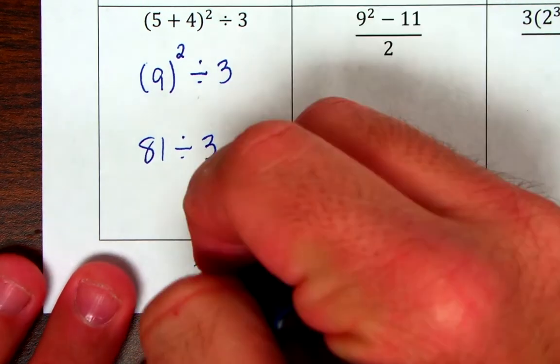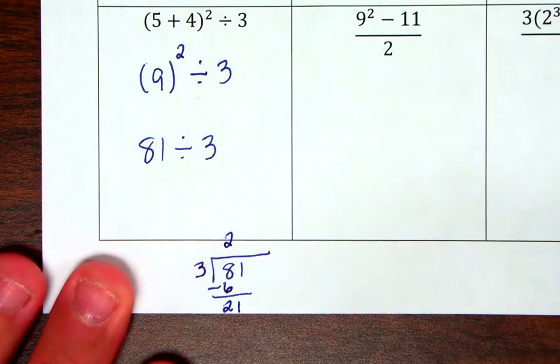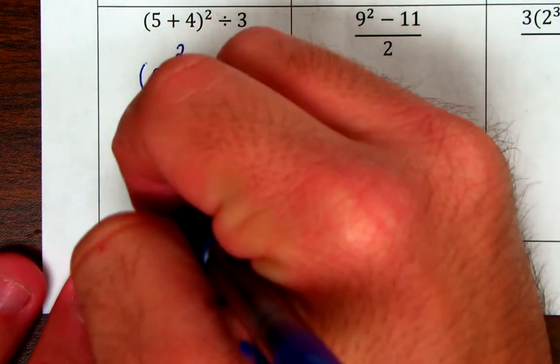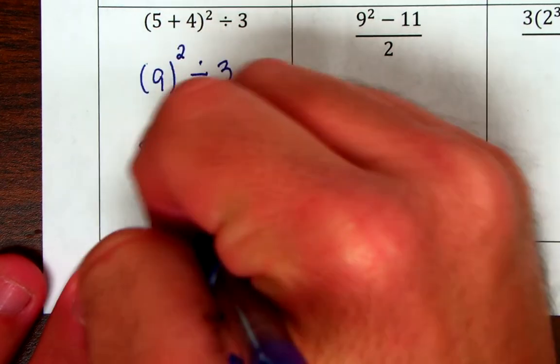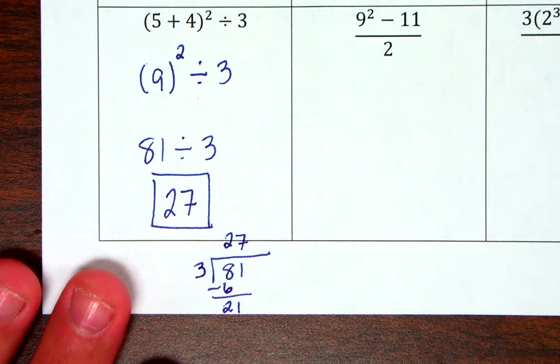3 can go into 8 2 times. And 3 can go into 21 7 times. Oh, the answer is 27. Done. All right, I'll do one challenging one and one not so challenging.